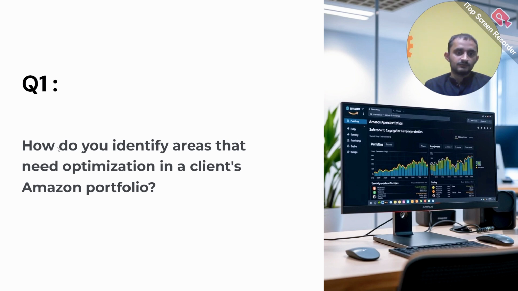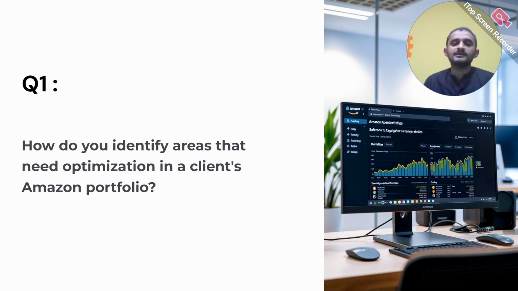So the first question is: how do you identify areas that need optimization in a client's Amazon portfolio? I'm assuming that this question is coming from someone who is running an agency or who is onboarding a new client as a freelancer. So how do we at Catalyst optimize clients' portfolios, and what areas need optimization in a client's Amazon portfolio? If we are managing the account, that means we obviously know what the areas for improvement are. But if it is a new client, how do we approach that?